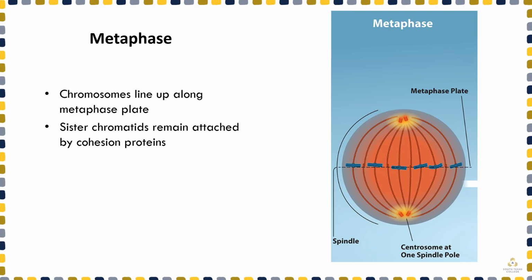As the chromosomes are moved around the cell, they are going to form in a line in the middle of the cell. It's called the metaphase plate. And this is why we call this metaphase. The chromosomes are lining up in the middle of the cell. There's a fiber from each side of the cell connected to each chromosome.